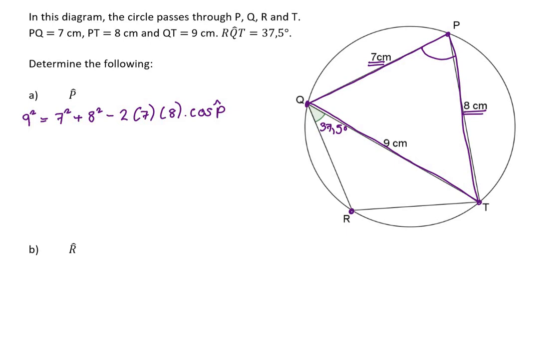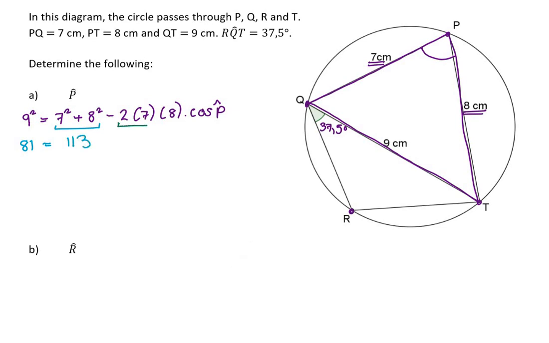So that's why the 7 and 8 had to be on the right hand side, because they're the ones that sandwich the angle of P. Now 9 squared is 81, and 7 squared plus 8 squared I can work out because those are just numbers, they're not attached to anything else. So those two together are 113.